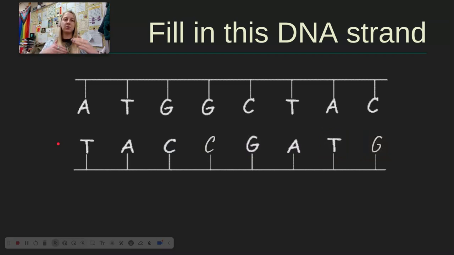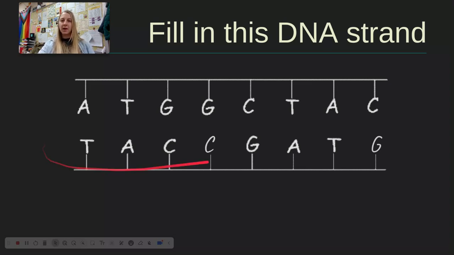So using those pairing rules, if we're given one side of the DNA piece, we're able to figure out the other side of the DNA piece. Again, this is where that double-stranded idea comes in. We've got 2 strands that pair together in the middle.